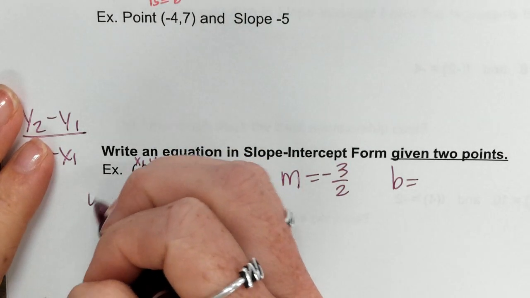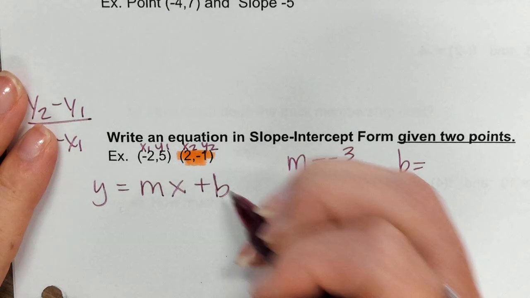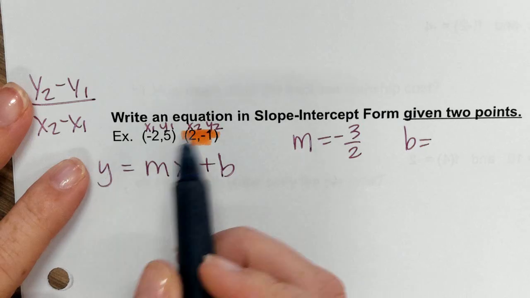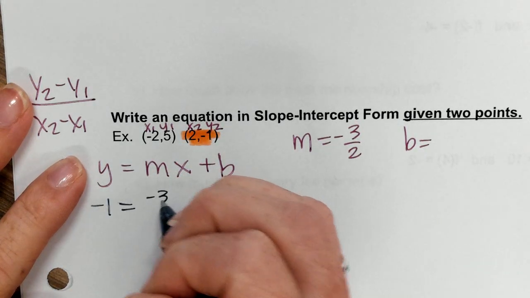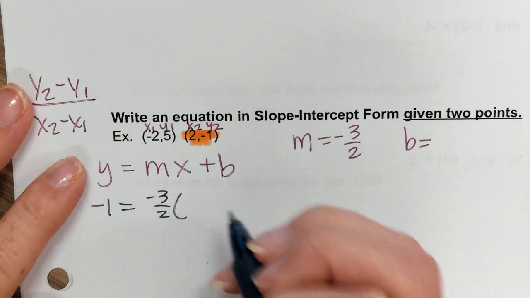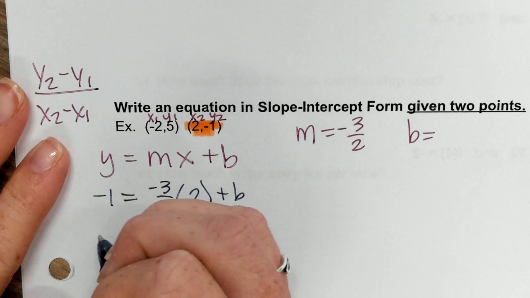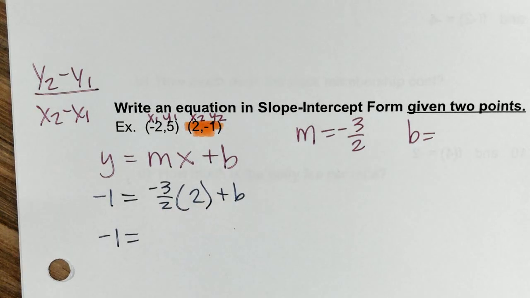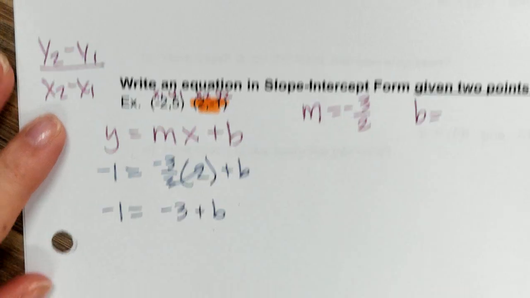I write y equals mx plus b, and I plug in what I know. I know the y is -1. I know the m is -3/2. The x is 2, plus b. So I have -1 equals... Guys, that just cancels out, and you have -3 plus b.